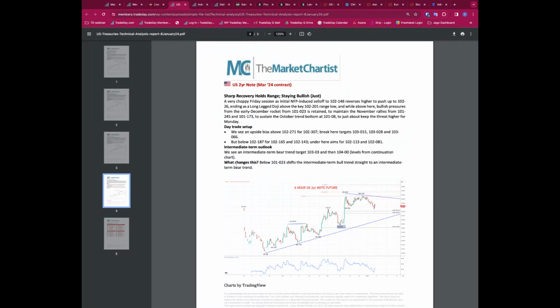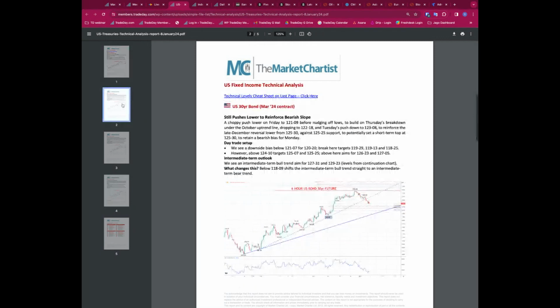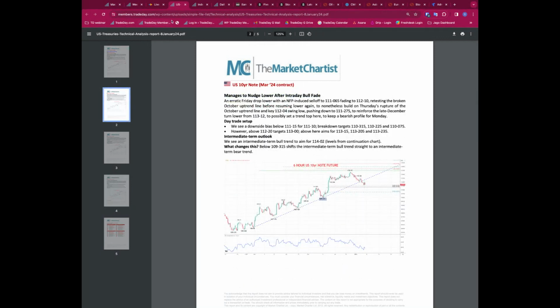In here, clinging to a more positive tone. And remember in here, the short end is more of a reflection of what's going on with the central bank. The longer end of the curve, the 30-year, 10-year, is more of a reflection of the economy.